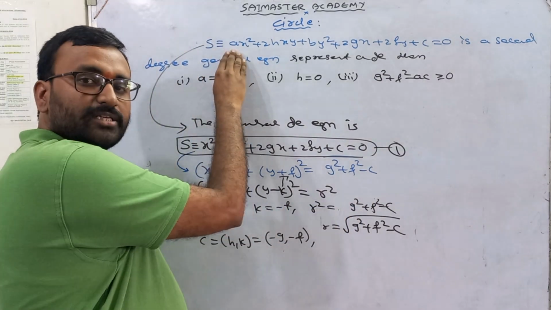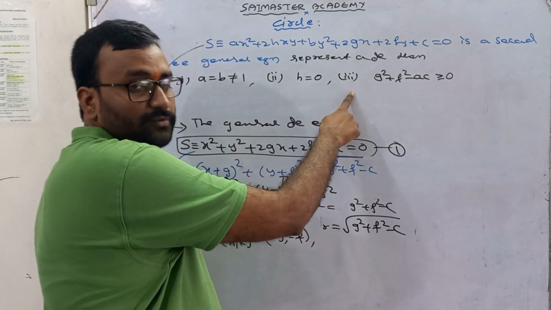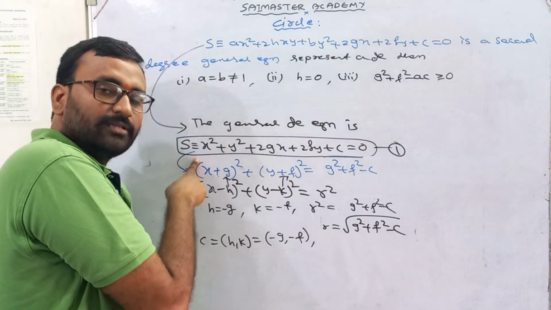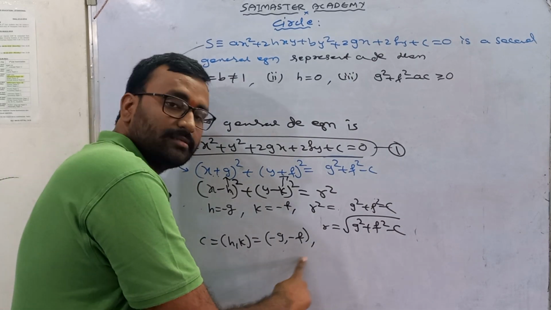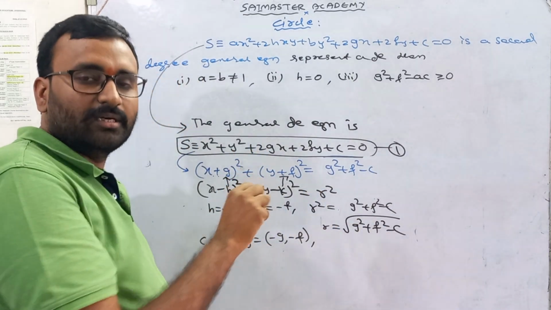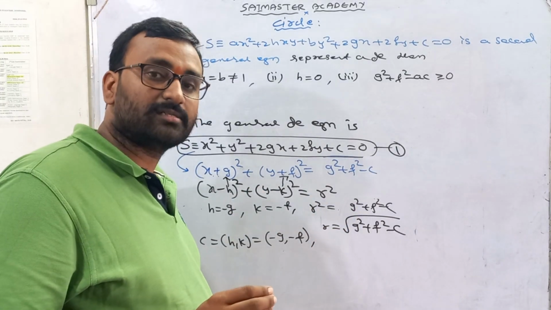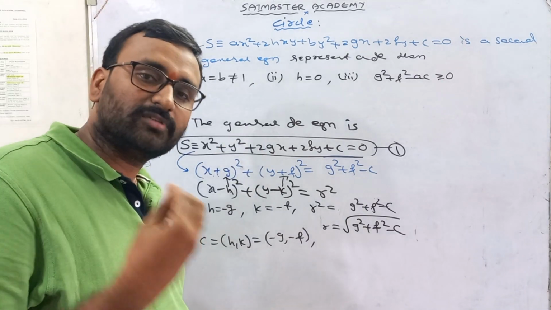If a second degree general equation represents a circle, then when these conditions are satisfied, the general circle equation is this. It also has a center and radius: the center is this, the radius is this. You no need to copy, you no need to write anywhere. You have to know what the general circle equation form is, what the center of the general circle is, and what the radius of the general circle is.